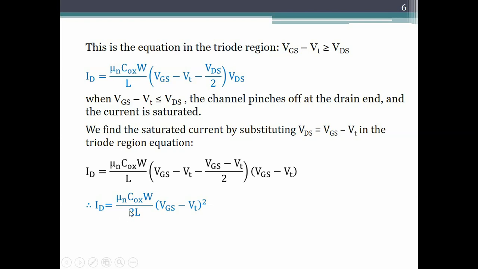Please remember this 2. I have this bad tendency even after all these years to keep forgetting the 2 half the time. For me it's okay, but you cannot forget this when you are solving problems in exams. You are not allowed to forget. Alright, so this is the drain current equation in saturation.